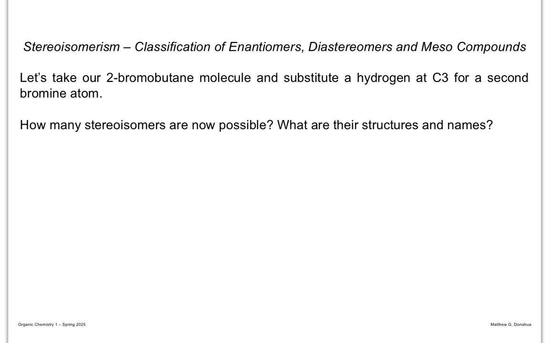So to put this into practice, that was our 2-bromobutane with the stereogenic center. And what we want to do is a substitution of an H for bromine. We want to generate a second stereogenic center. We already know that we can't do it at the primary position because that ends up being achiral. So we're going to do it at the other secondary position.